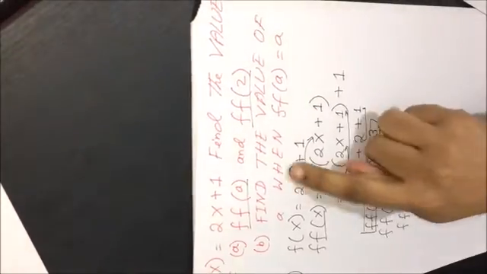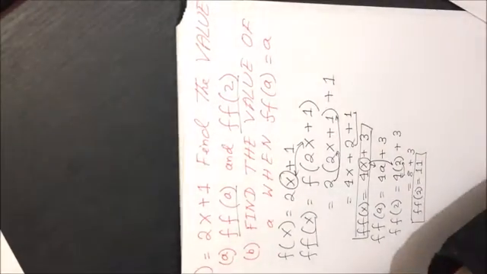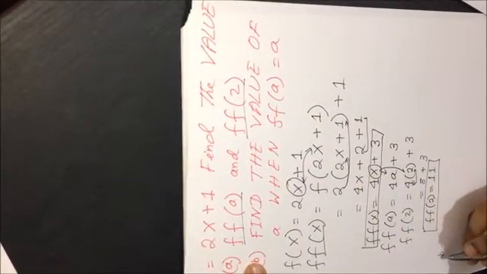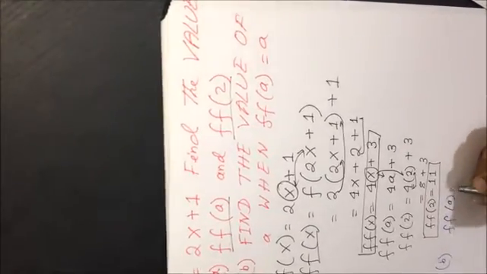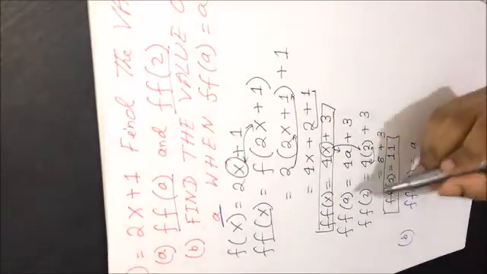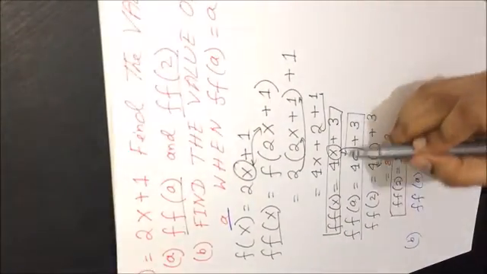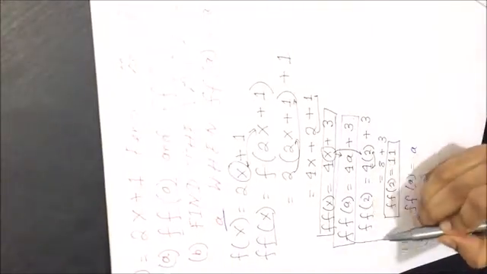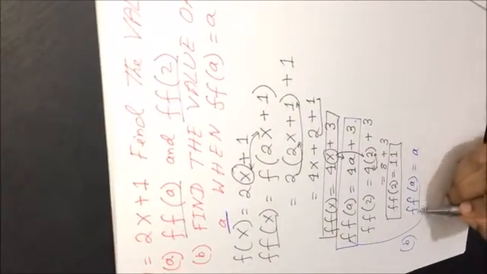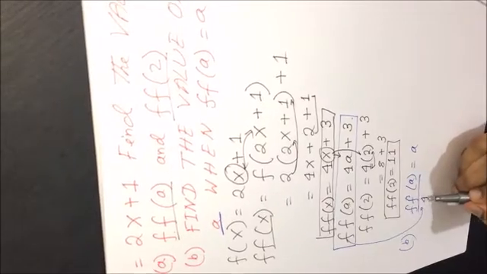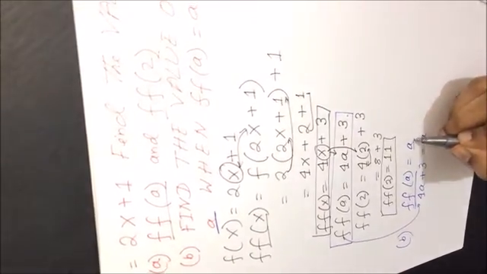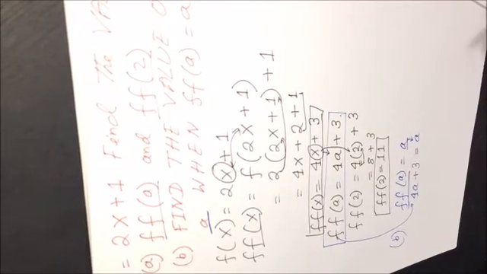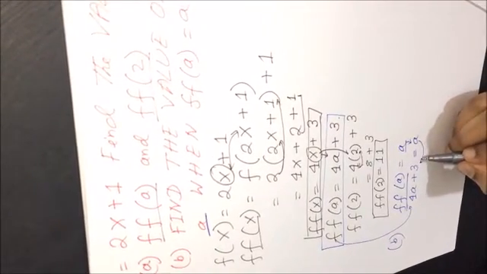Now the second part, they are asking me function A is equal A. I have to find the value of A. So function A is 4a plus 3. I can use this value here. I can replace the function A by 4a plus 3 and equate it with A, because they already told me this is equal to A. Now let's bring the a to this side.